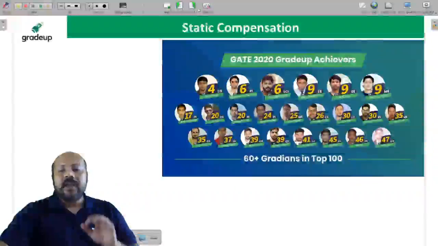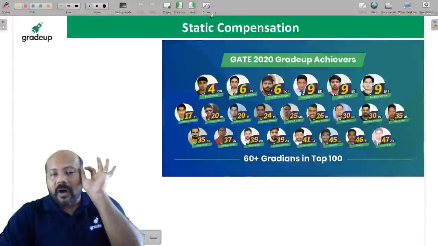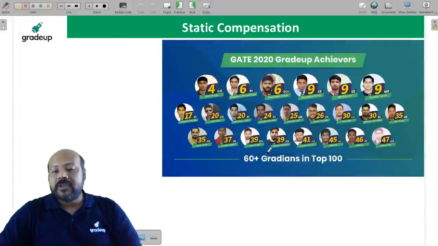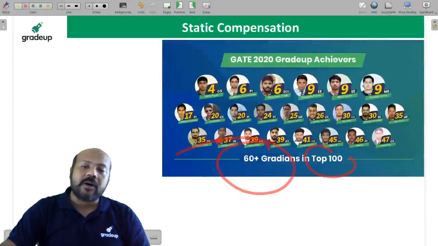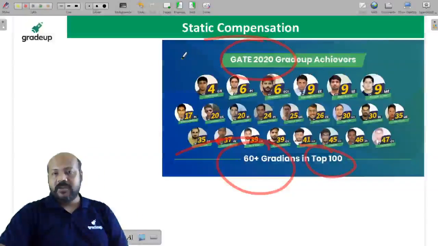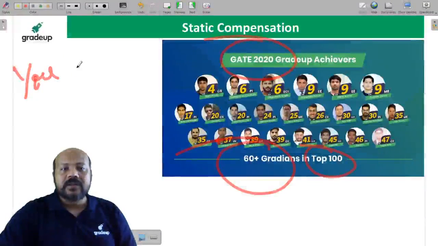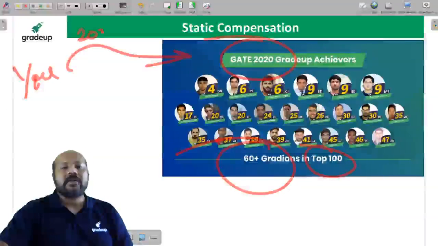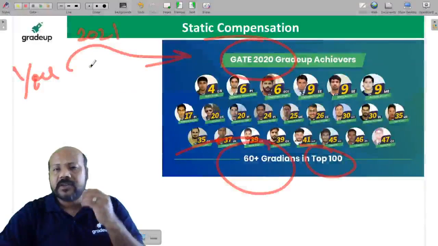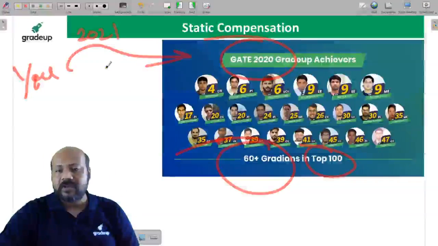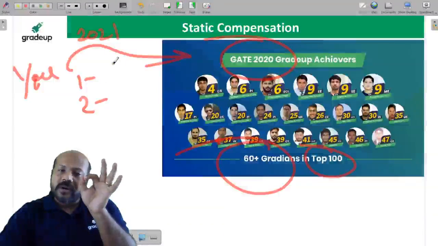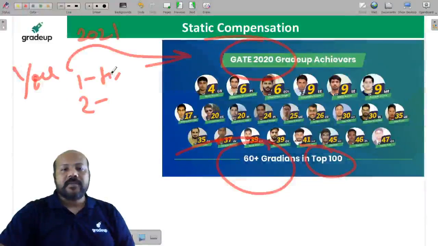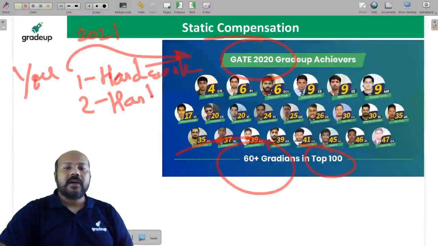Okay friends, last but not the least, with all the pride, I want to share this information with all of you that there are 60 plus Gradeup students in the top 100 merit list of the GATE 2020 examination. So if you want yourself to be in this panel next year 2021, my friend, whether it is GATE, engineering services or any other examination of your choice, my friend, you have to do 2 things. And all my old students know what are these 2 things. Number 1, it is hard work. Number 2, it is hard work.